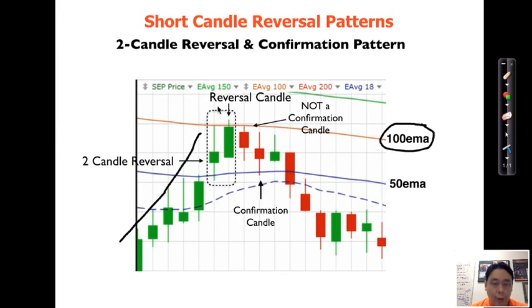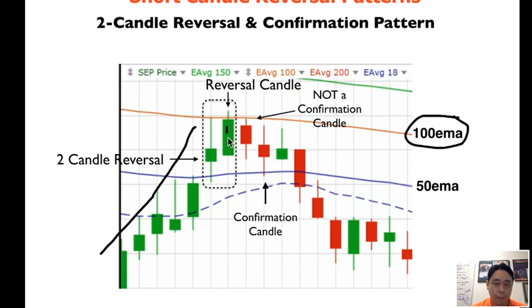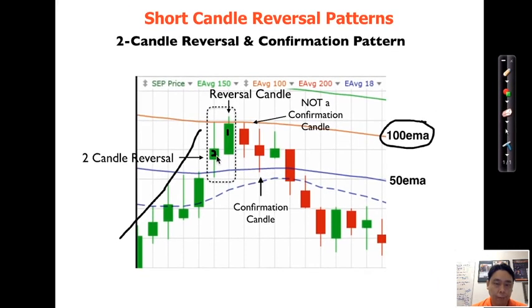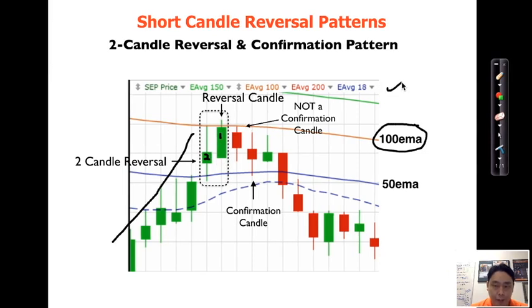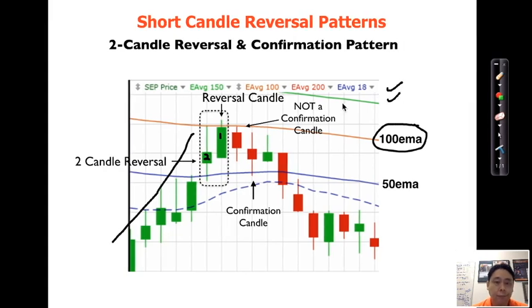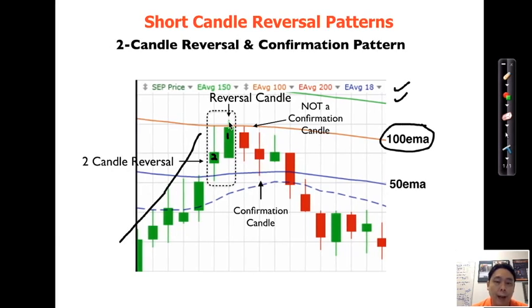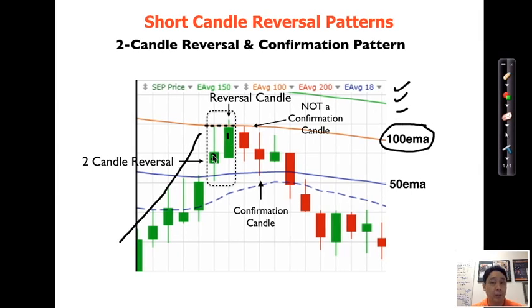Is this a two candle reversal pattern? Let's check it out. This is candle 1, and candle 2. So this is the reversal candle. This is the candle before the reversal candle, right? So the body of the candle is below the moving average. Check. The upper shadow cuts the moving average. Check. The upper shadow cuts the high of the previous day's candle, shown by this dotted line that I drew. Check. There we have it. This is a 2-candle reversal pattern, right?